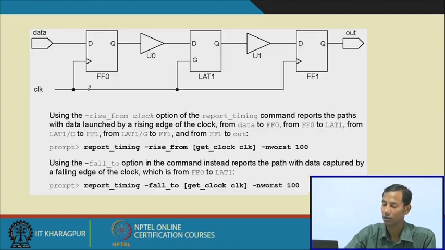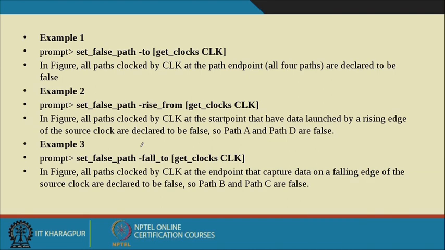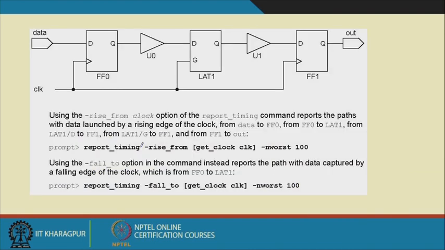Then in example 2, if I say set_false_path -rise_from [get_clocks clock], then all paths clocked by the CLK signal at the start point that have the data launched by a rising edge of the source clock are declared to be false. So path A and path D are false. Just like that same example, if I set with respect to fall, then at that time what will happen, it will give the corresponding result.